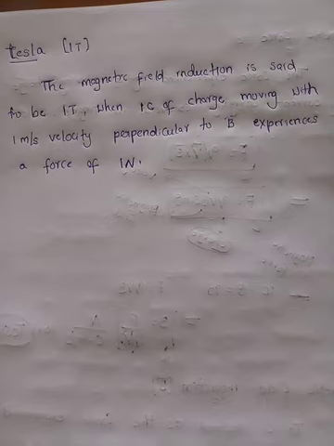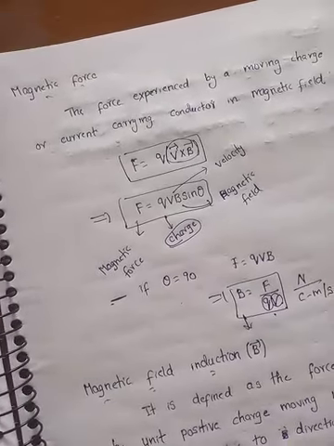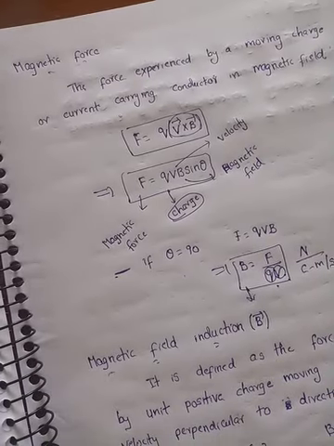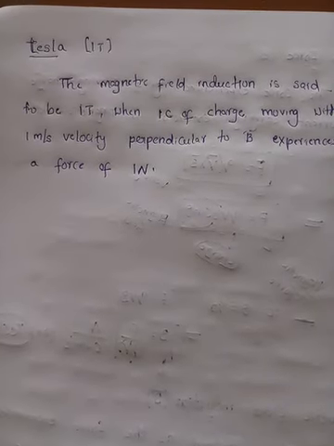Now, if you place a charge in the presence of a magnetic field, it experiences a force. That force is represented by F is equal to QVB sin theta, which is called magnetic force. From that we defined the basic definition of magnetic field induction, and we came to know what magnetic field induction is and how we can measure it.